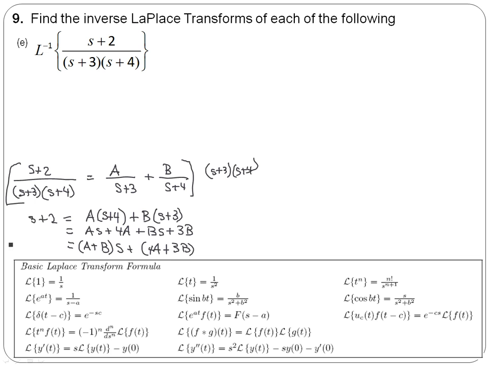We're going to set the coefficients equal to each other. And so I have my s terms. The coefficient on the left side is 1, and the coefficient on the right side is A plus B. That gives me 1 is equal to A plus B. And then for my constant term, on the left side of the equation I have 2, and on the right side of the equation I have 4A plus 3B.